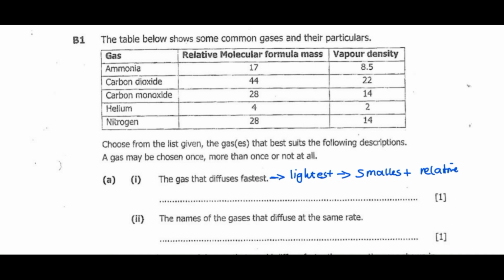So from the table we can see that the gas with the smallest relative molecular mass is helium. Here we have a 4. Even the vapor density is also very small. So the answer here is helium.